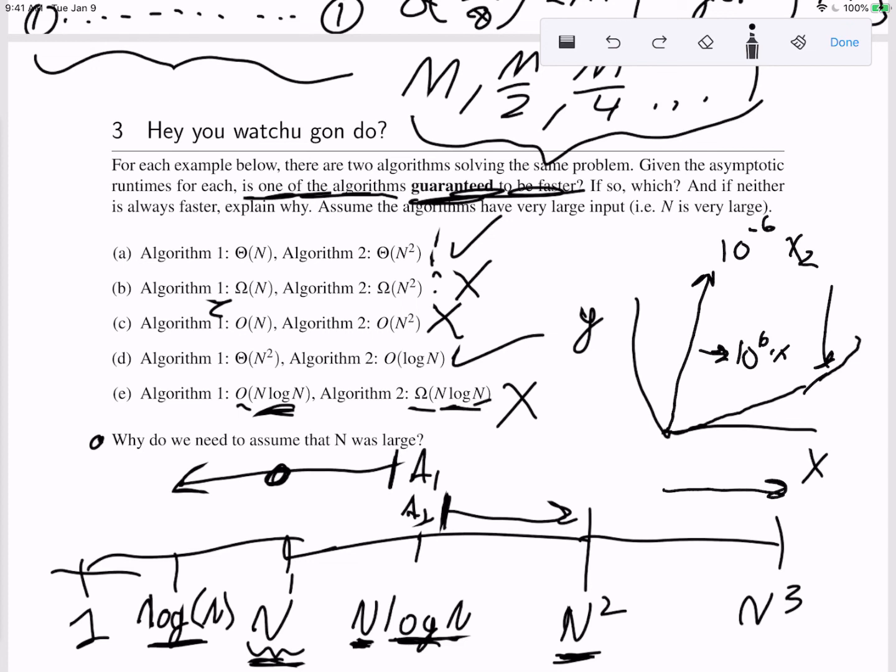So for that reason, if we did not assume that n was large, then we get sort of degenerate results where you find that a linear function is slower than a quadratic function, which might be true for small inputs, but for large inputs, definitely not true. Okay, so that was pretty long, but that concludes the discussion walkthrough for discussion 8. Yeah, we'll see you in the next one.